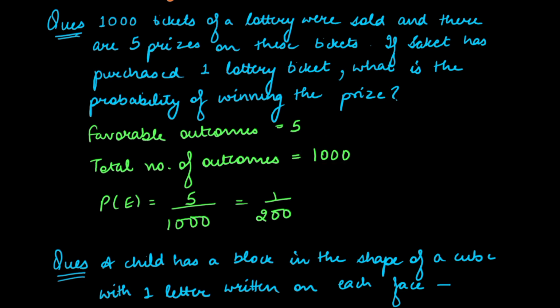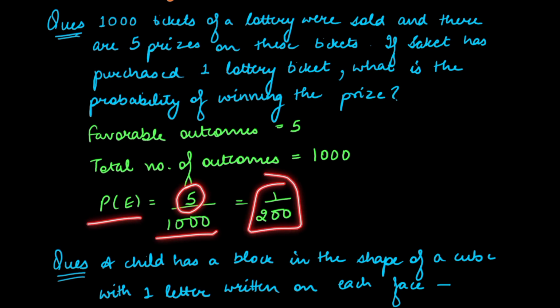Now to win a lottery, Saket needs to buy a ticket that has a prize on it. How many lottery tickets have a prize on it? That is 5. So the number of favorable outcomes will be 5 and the total number of possible outcomes is 1,000. So the probability is 5 by 1,000, that is 1 by 200.